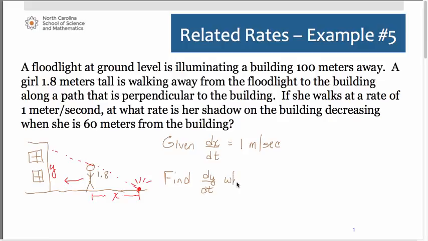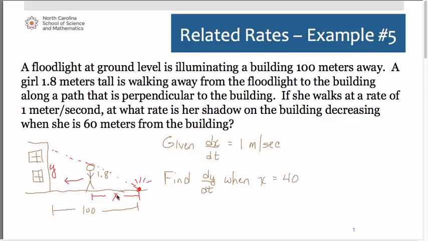And we're trying to figure that out at the point in time when she is 60 meters from the building. The other thing we've neglected to put in here is that the floodlight is 100 meters from the building, and that's a fixed distance. So if we're trying to figure out the rate at which her shadow is decreasing when she is 60 meters from the building, that means x has to be 40. Hopefully that makes sense to you.